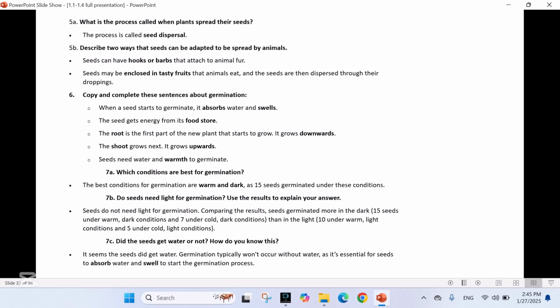Question number 6. Copy and complete these sentences about germination. When a seed starts to germinate, it absorbs water and swells. The seed gets energy from its food store. The root is the first part of the new plant that starts to grow. It grows downwards. The shoot grows next. It grows upwards. Seeds need water and warmth to germinate.